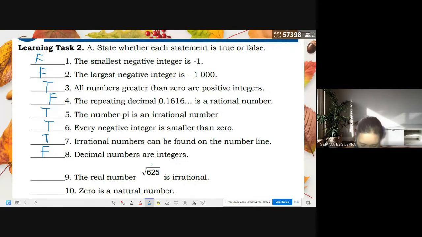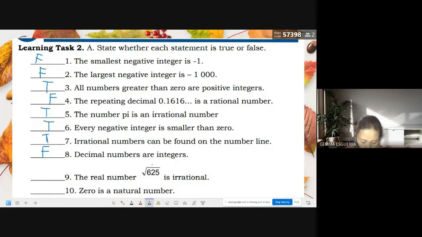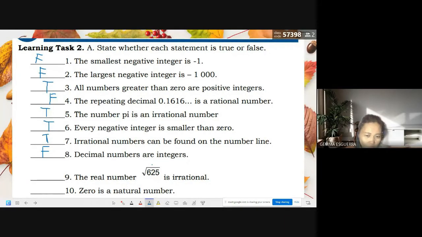Sino na pong susunod? Si Lardon. Ito ay true. Number 9, true or false? True po. Irrational po ba ang square root of 625? What is the square root of 625, Maxine? Ano po ang square root ng 625? 25 po. Okay, so it means this is not irrational and this is a rational number.